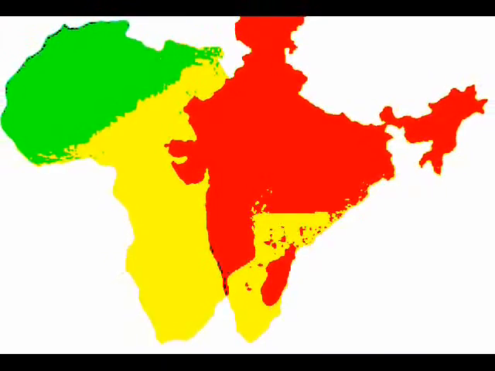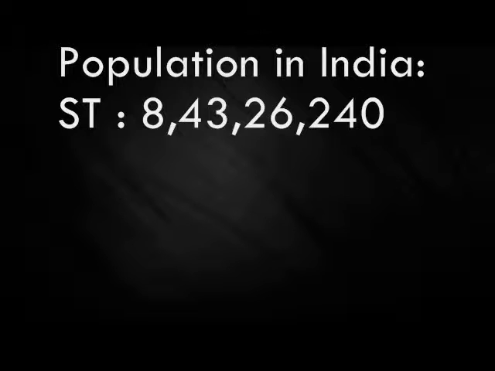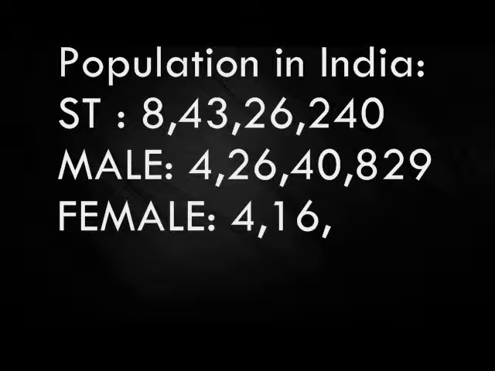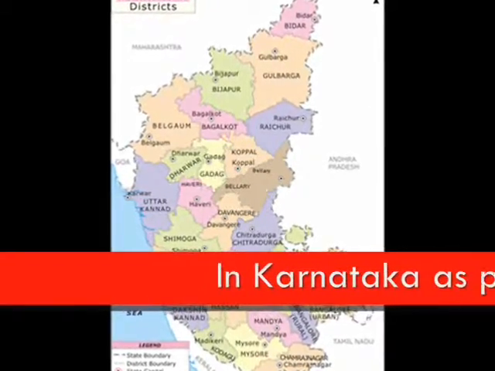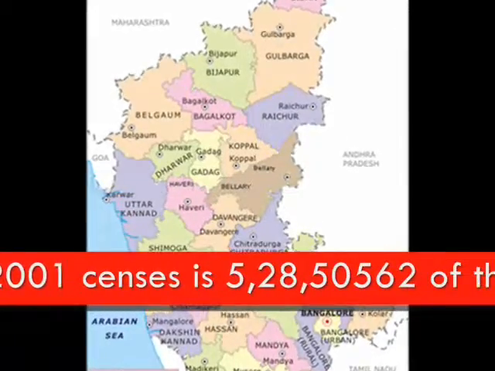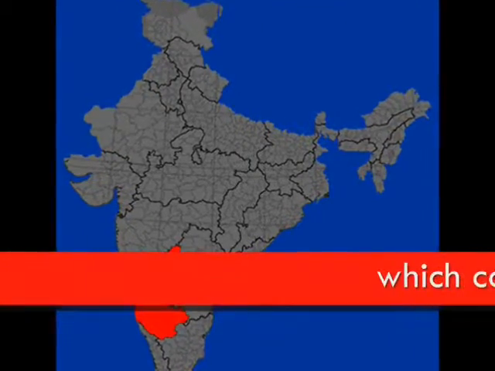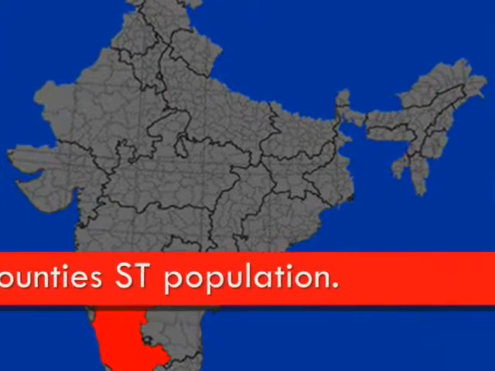After Africa, India has the largest number of tribal people, and the population of scheduled tribes in India is 8 crore 43 lakhs 26,240, where the male population is 4 crore 26 lakhs 4829 and the female population is 4 crore 16 lakhs 85,411, with the total percentage being 8.20% in India. Out of this, in Karnataka, as per the 2001 census, the population is 5 crore 28 lakhs 5,562. Of this, 34 lakhs 63,986 are scheduled tribes, which constitute 6.6% of the state population and 4.1% of the country's scheduled tribe population.